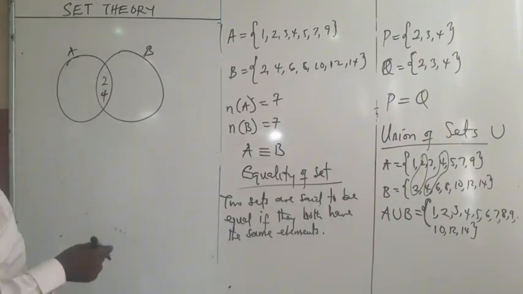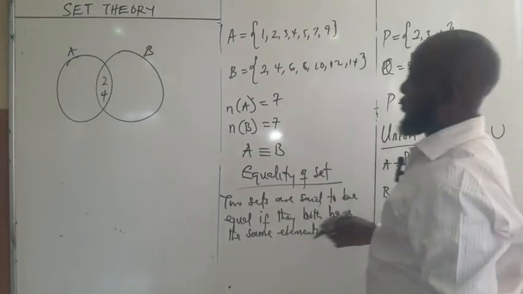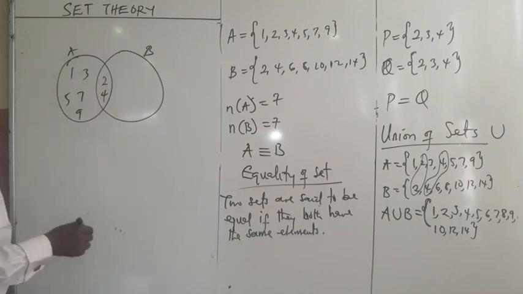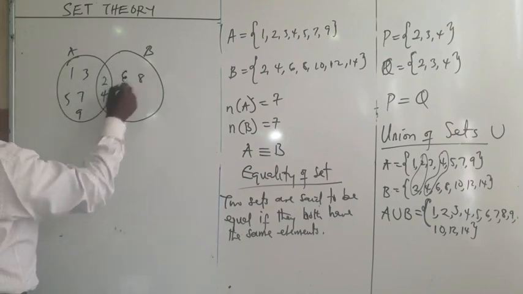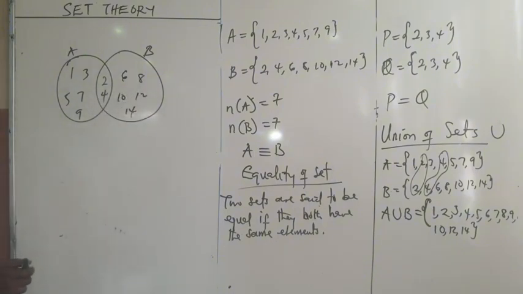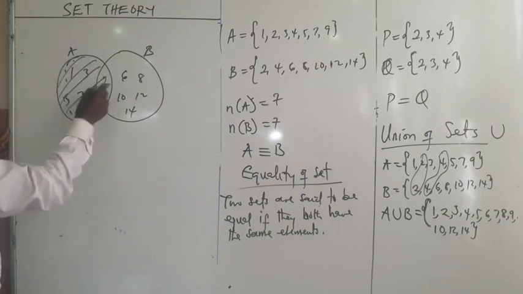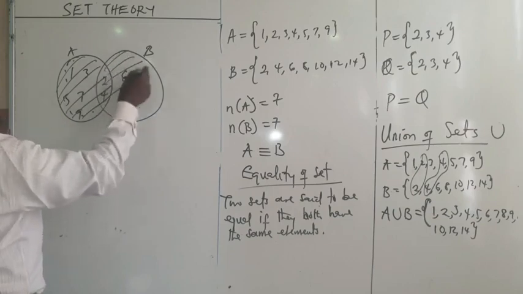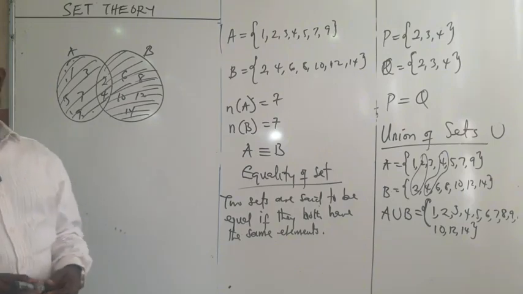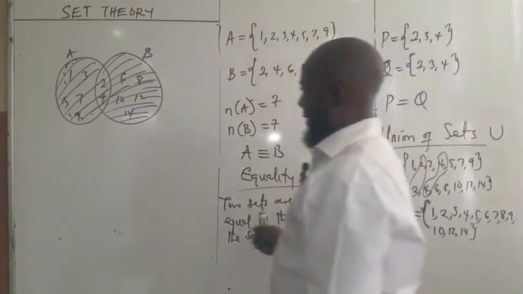Then we write the remaining elements we have in A: 1, 3, 5, 7, 9. The remaining ones in B: 6, 8, 10, 12, 14. So if they ask you to shade A union B, they're asking you to shade all the circles here. So the shaded part is A union B. I hope that is very clear. So that is union of sets.